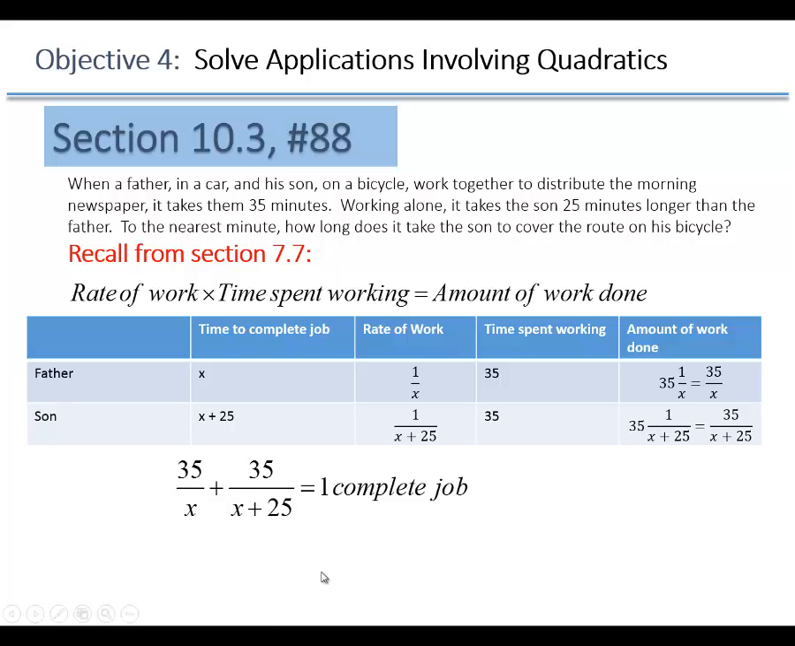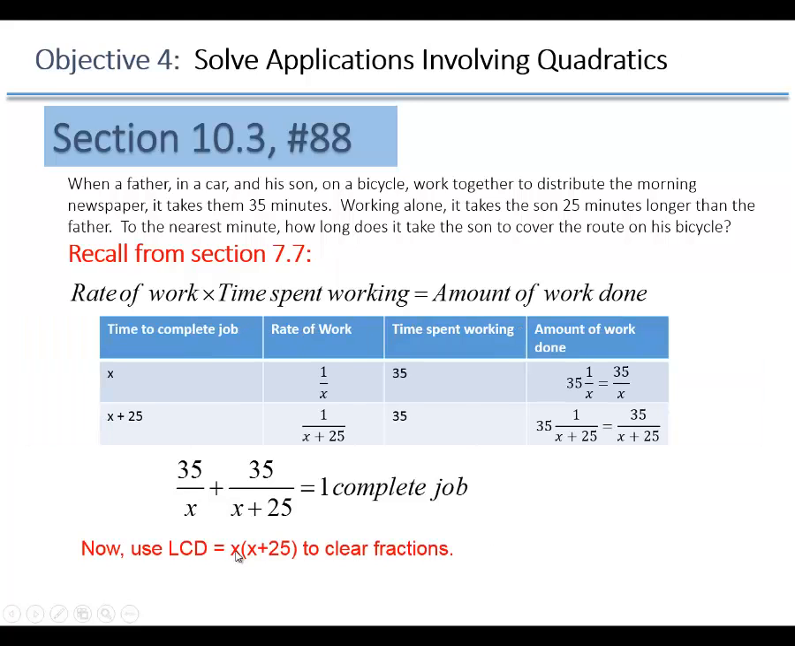So let's go ahead and solve this equation. Now we want to clear out that fraction, right? So your LCD is x times x plus 25. So we're going to use that LCD to clear out the fractions. If you do that, you'll get a bunch of canceling. In the first term, the x's will cancel, and you have 35 times x plus 25. In the middle term, the x plus 25 will cancel, and we'll be left with 35x. And on the right side, nothing cancels, so we just have 1 times x plus 25. So there's our new equation, all free of fractions.